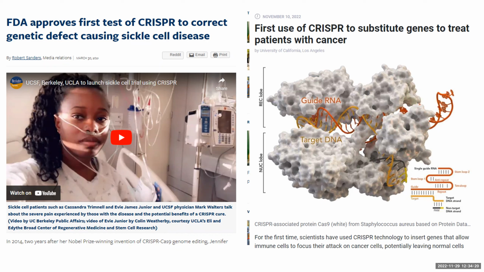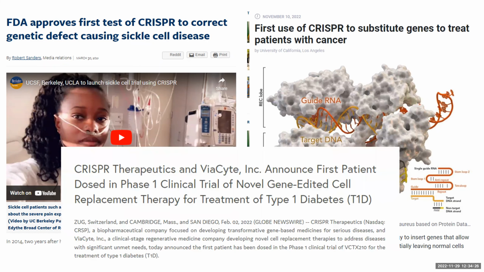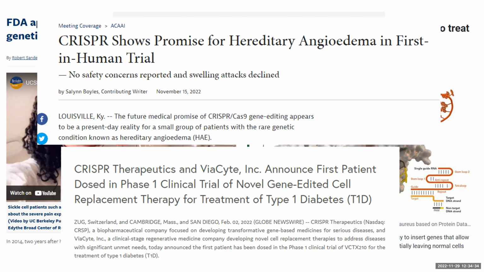We've used it to do things like treat type 1 diabetes. There's currently a clinical trial for that as well, where it seems to be promising from this year. And we can also use it to treat other disorders. For example, just this month in November, there's been some success treating angioedema, which is a type of inflammation and swelling, using CRISPR.